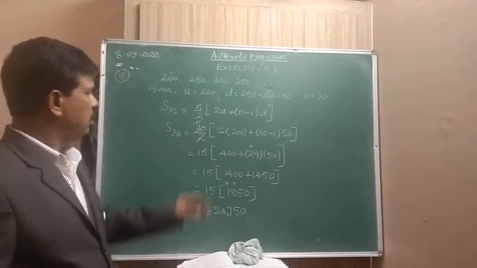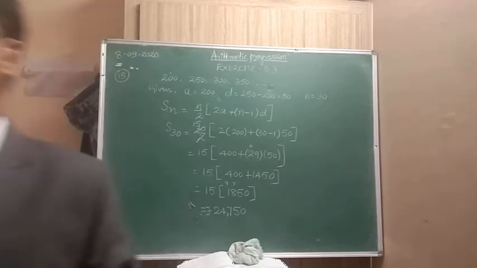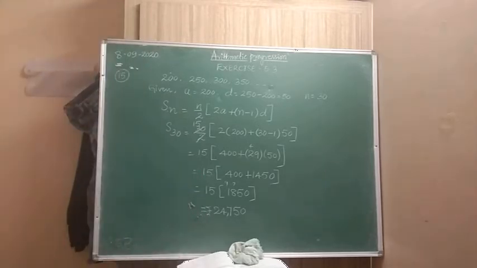Clear this? Now, look at that once again. First, you should write the AP form. Then, write down what is given. A value is given, d value is given, n value is given. Then, substitute that with the suitable formula. Then, simplify. You will get rupees 24,750. Clear this?